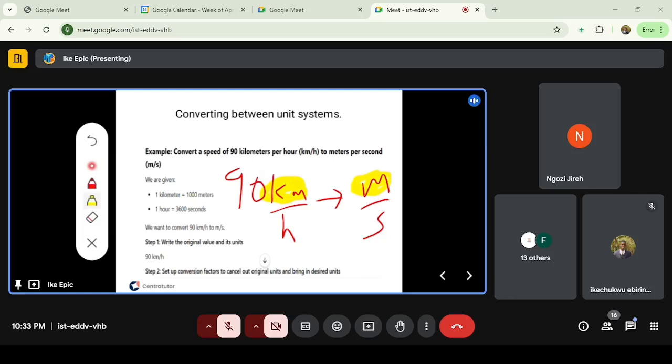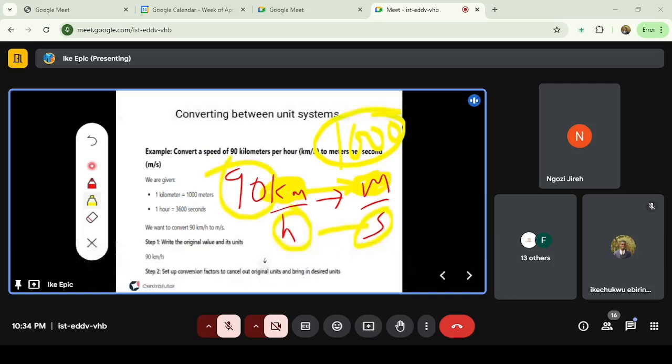So in this case, if I wanted to convert from 90 kilometer per hour to meter per second, the first thing I'll do is, from kilometer to meter, it is 1000. So first I would do this kilometer to meter. I will multiply 90 by 1000. Then for hour to second, it is also from big to small.